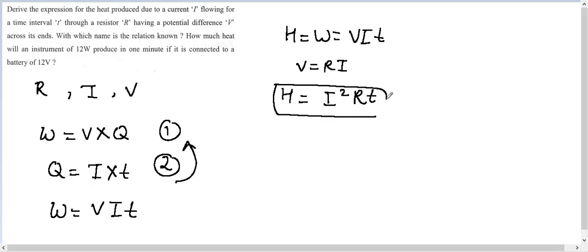So, this is known as Joule's law of heating. So, it is called Joule's law of heating.